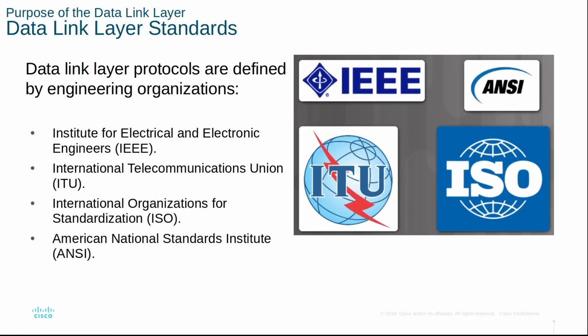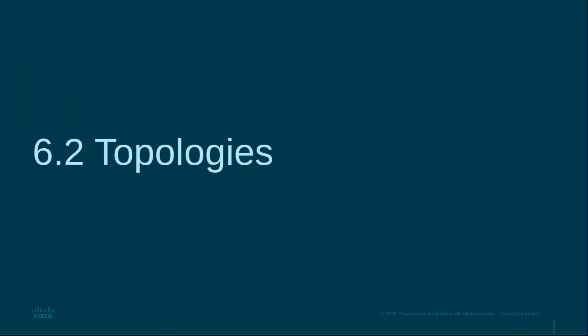There's 4 organizations that define standards we deal with at the data link layer. The IEEE, the Institute for Electrical and Electronic Engineers, and I can never remember, I always mess that one up, there's too many E's in that one. The ITU, the International Telecommunications Union, the ISO, the International Organization for Standardization, and ANSI, the American National Standards Institute.